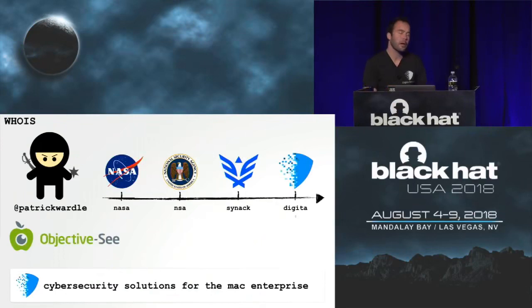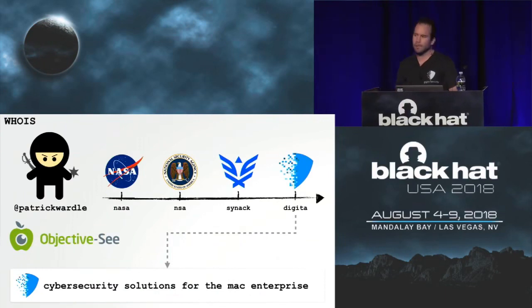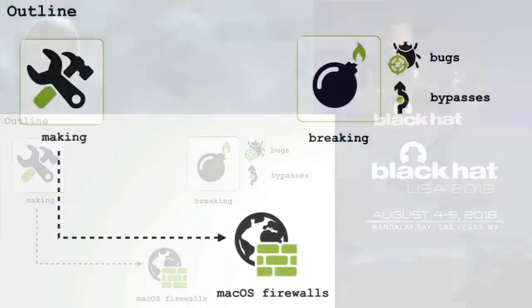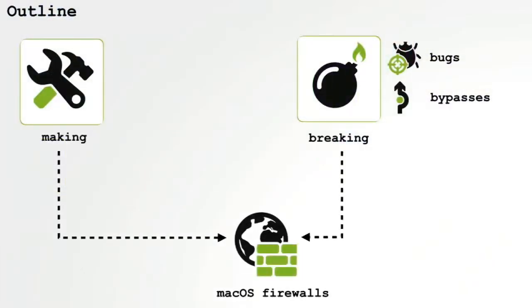My name is Patrick. I work at Digita Security, where we are creating cybersecurity tools for the Mac enterprise. I'm also the creator of the Mac security website, Objective-C. So today we're going to talk about creating or making a firewall for macOS. We're then going to shift gears. We're going to put on our hacker hats and talk about then breaking or bypassing such products.